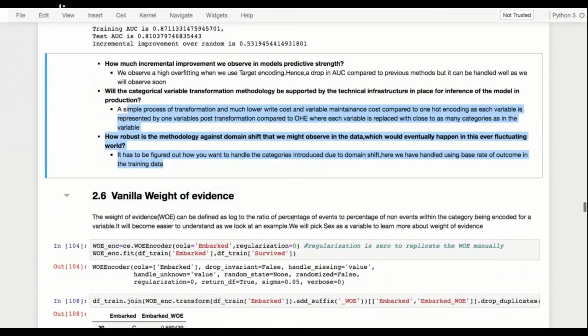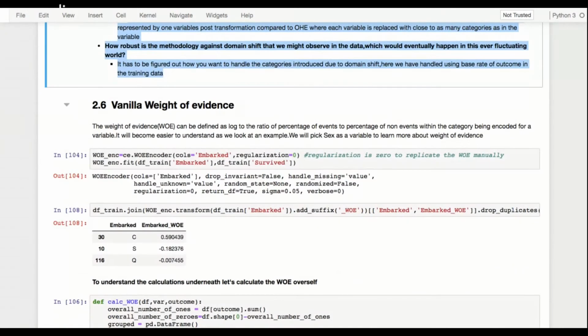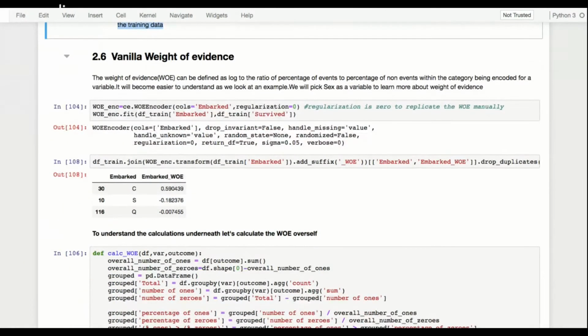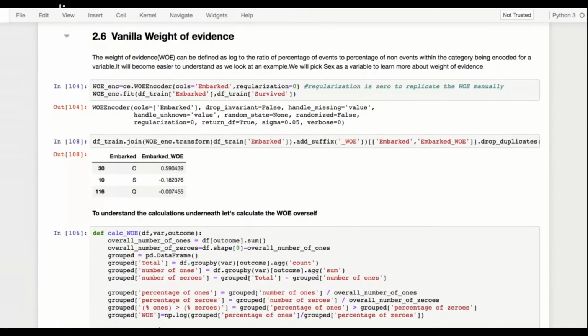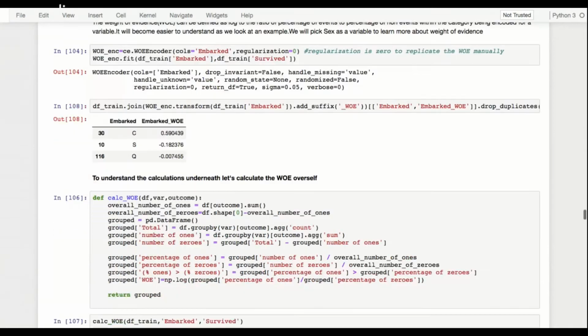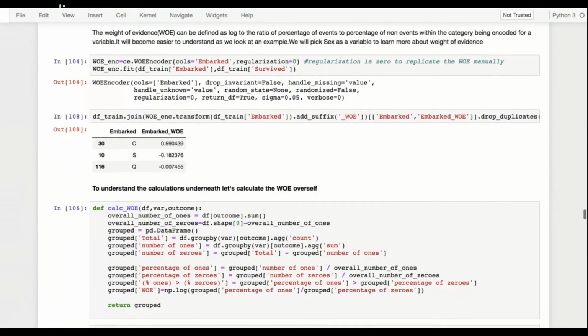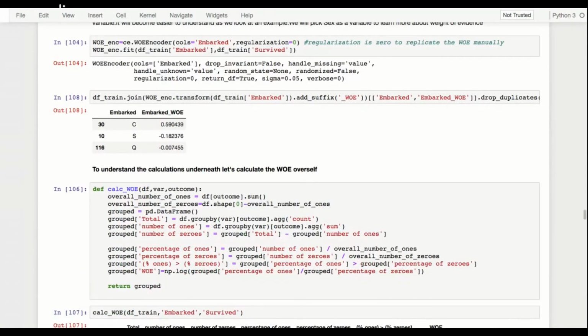Now, the next technique is vanilla weight of evidence. Another supervised encoding technique, quite similar to target encoding. Therefore, we won't go into the depth of it, but it's a ratio of the percentage of events to the percentage of non-events within the category that is being encoded in the variable. It becomes easier to understand as we look at this example, and this notebook will be available, so you can play with it. But weight of evidence is heavily used in the financial sector.